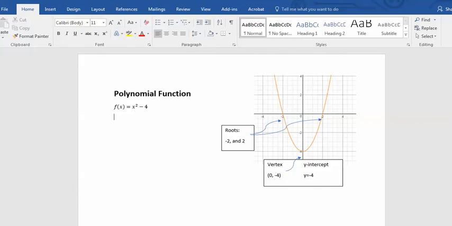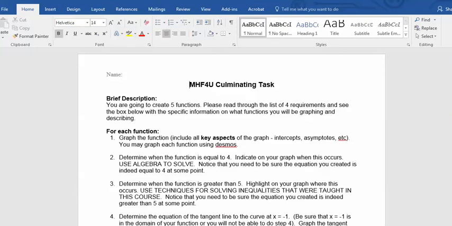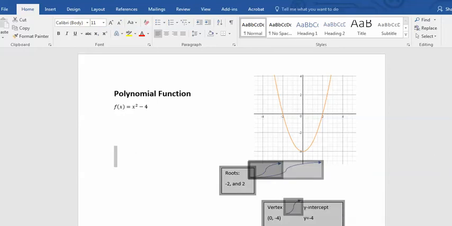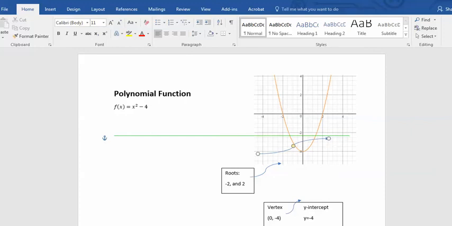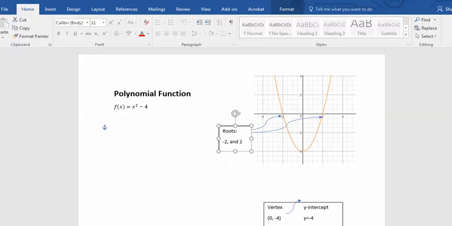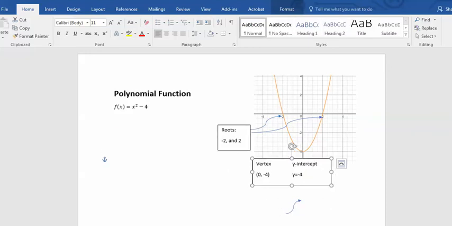So then I want to start answering the questions after I've graphed it and included key aspects. So I have to use algebra to determine when my function is equal to 4. Shoot. I hate when that happens. Okay, that's annoying. Just make this an even longer video. Move that stuff back up. Awesome. Alrighty.